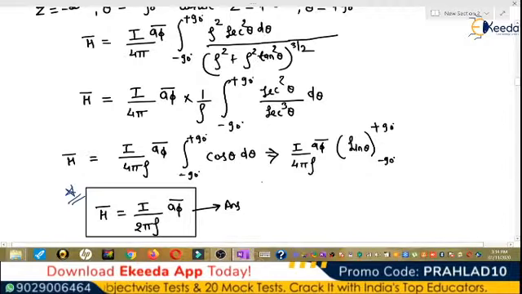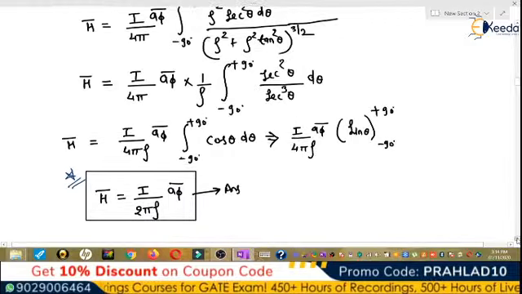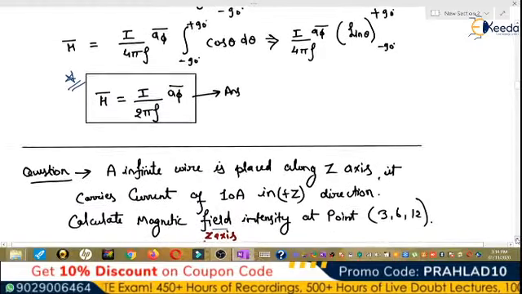Then this value comes as 2. Sin 90 is 1, 1 minus minus of 1 is 2. So this answer comes as H is equal to I upon 2 pi rho and a phi vector. So this is a very important formula of magnetic field intensity due to infinite current carrying wire.